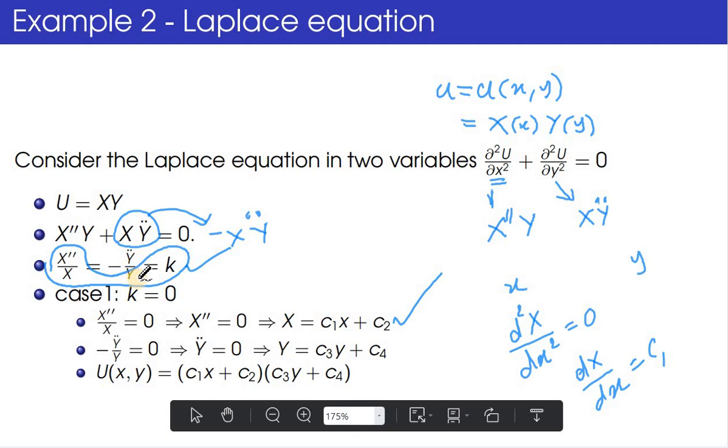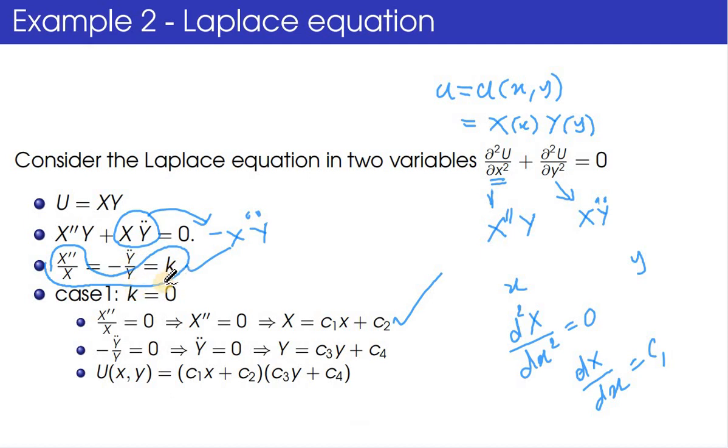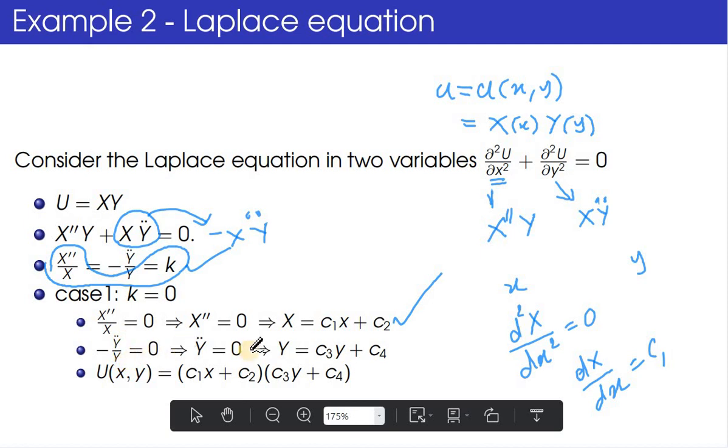Similarly, you can put -Y''/Y equal to a constant. That constant is taken as 0 in the first case. So -Y''/Y equal to 0. So that implies Y'' is equal to 0 and Y = c3 y + c4, as in the case of X. So your u(x, y) can be written as the product of X and Y, u = X Y, so (c1 x + c2)(c3 y + c4). That is the solution in the case when k equal to 0.